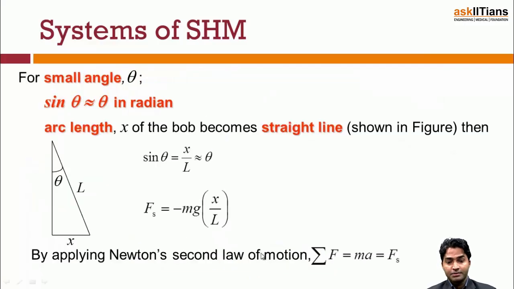Now for small displacement, sin theta is approximately equal to theta, so sin theta is equal to x by L, or theta is equal to x by L. So Fs is equal to minus mg x by L. This is the net restoring force, minus mg x by L. Applying Newton's second law of motion, net force equals mass into acceleration, which should be equal to the restoring force.